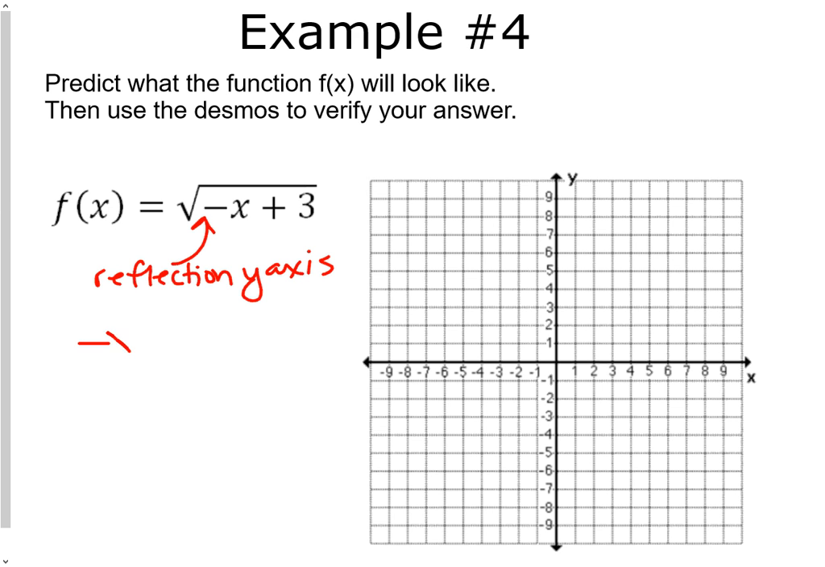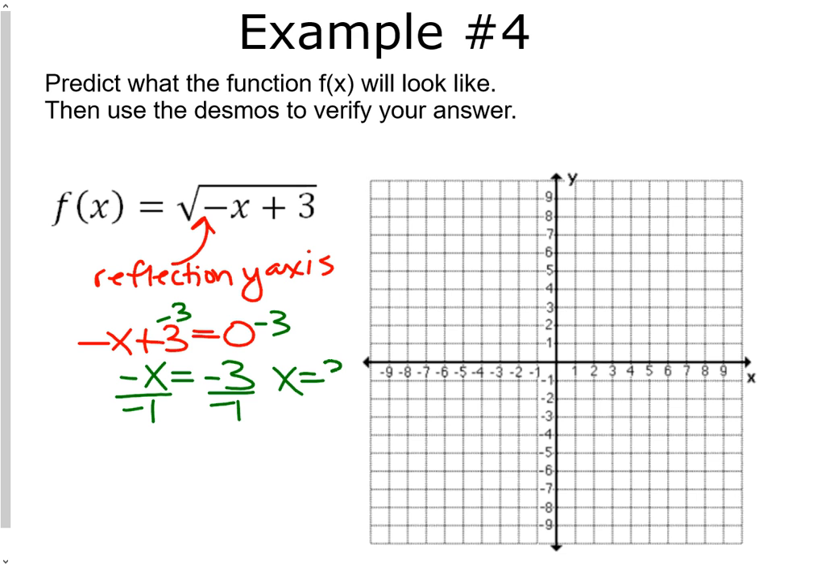But if you actually take this negative x plus 3 and put it equal to 0 to solve for x to figure out which way it's going, what you'll notice is that we subtract 3 from each side, so you get negative x equals negative 3. Then we have this negative in front of the x that has to be divided each side by negative 1. So x equals positive 3. So this is actually moving 3 to the right.